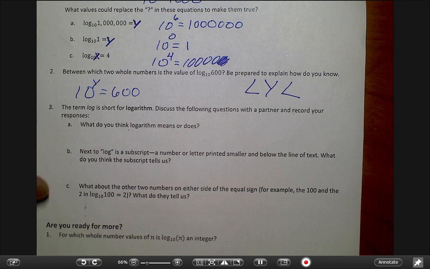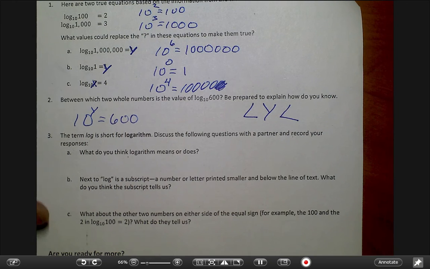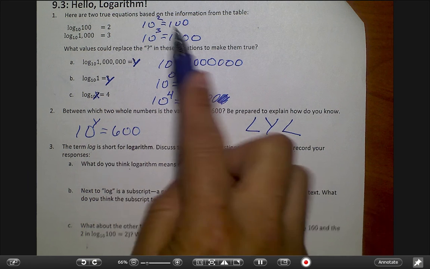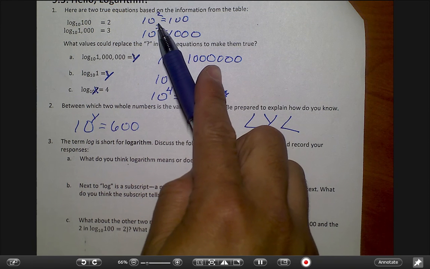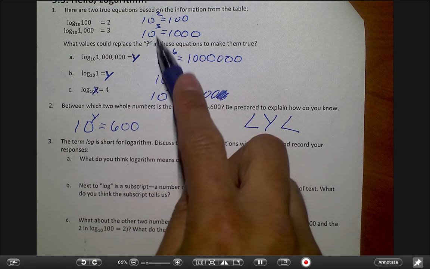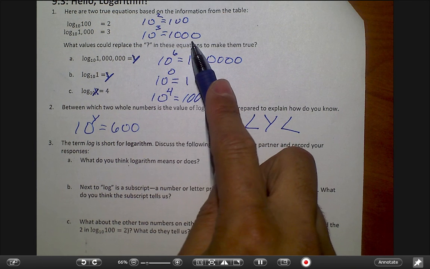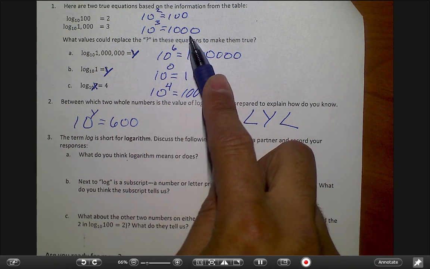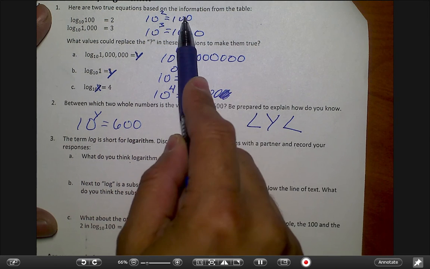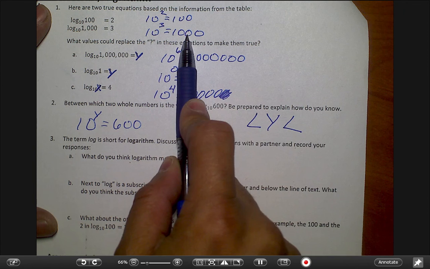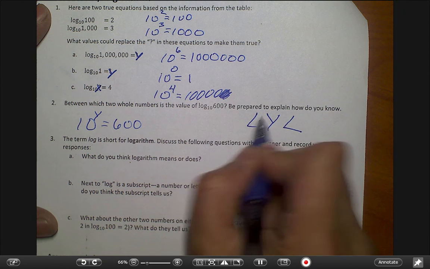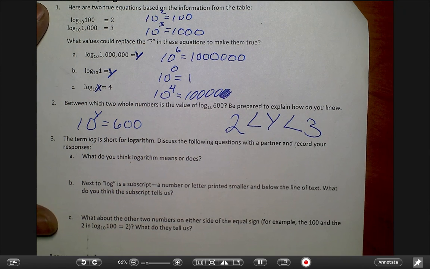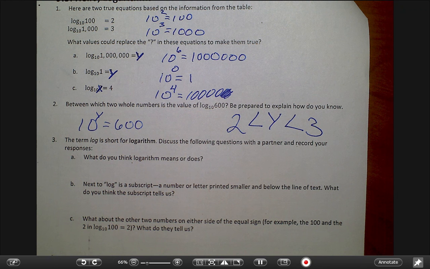Watch. I want you guys to look closely because it's asking what numbers it is between. 10 squared is 100, isn't it? Yes. Isn't 10 to the third power 1,000? Yes, right? So is 600 between 100 and 1,000? Yes. So I know that it's going to be between 2 and 3.